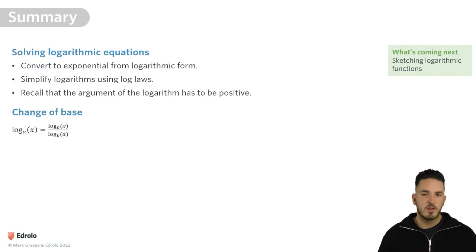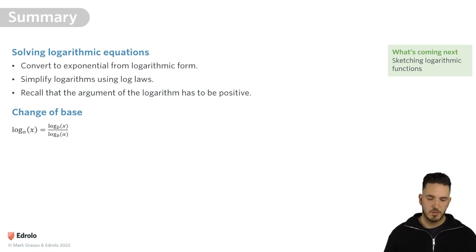So in summary, when we're solving logarithmic equations, we want to convert to exponential form from logarithmic form. We want to simplify logarithms using log laws. And finally, we want to recall that the argument of a logarithm has to be positive. Again, that's one of the most important parts when solving logarithmic and even exponential equations.